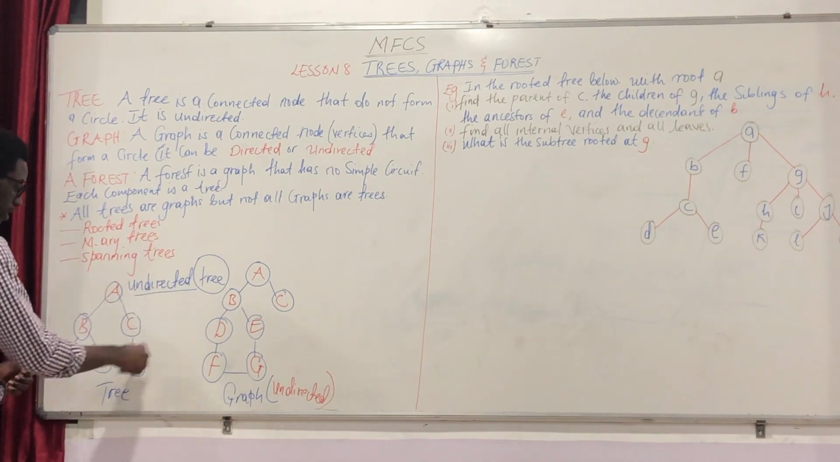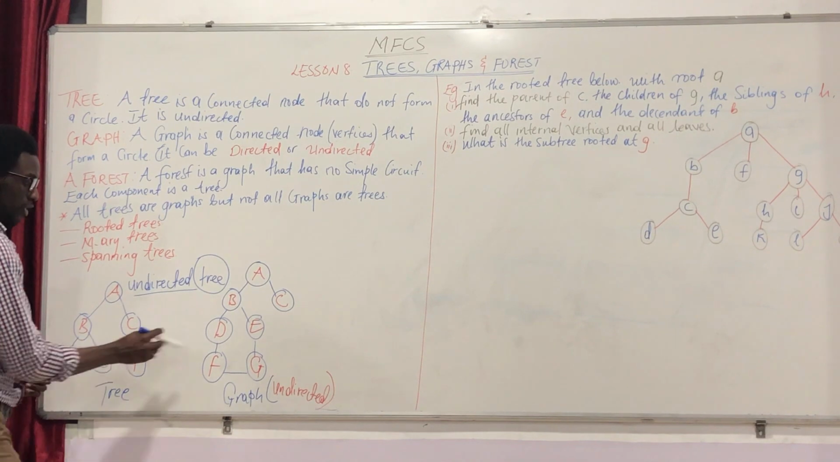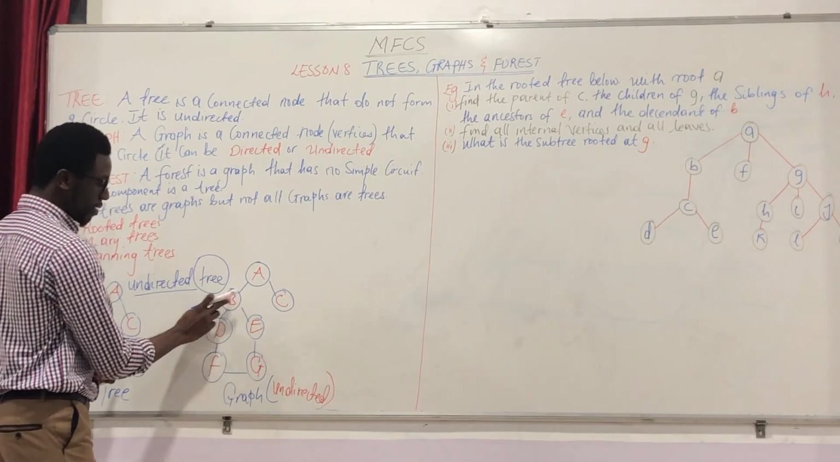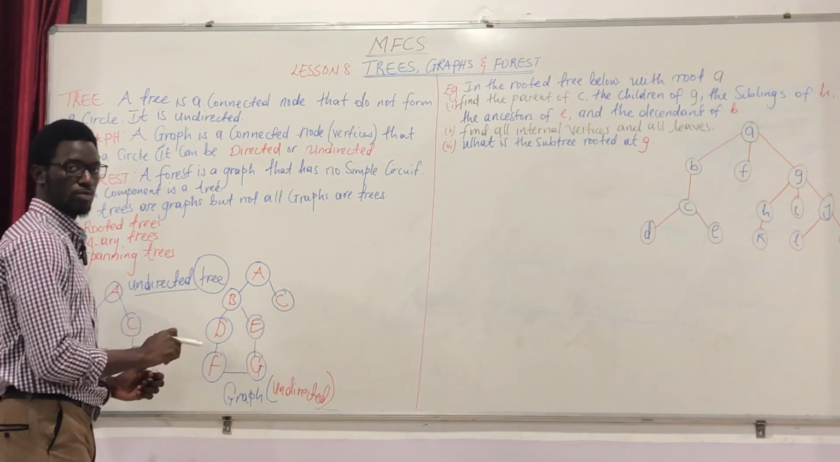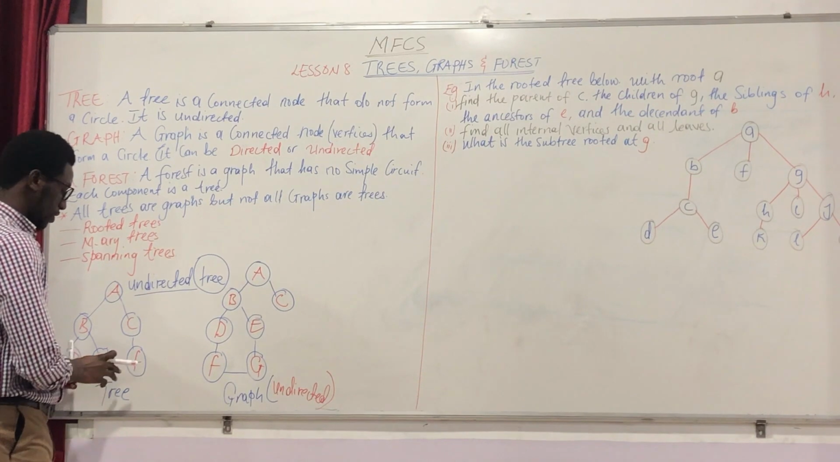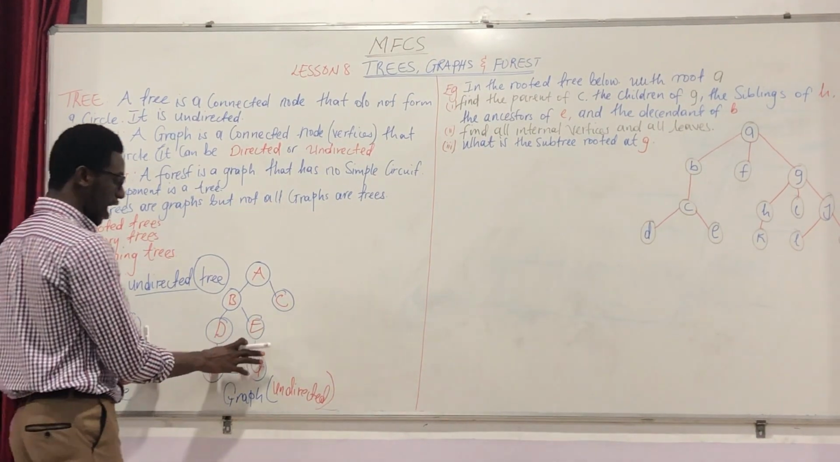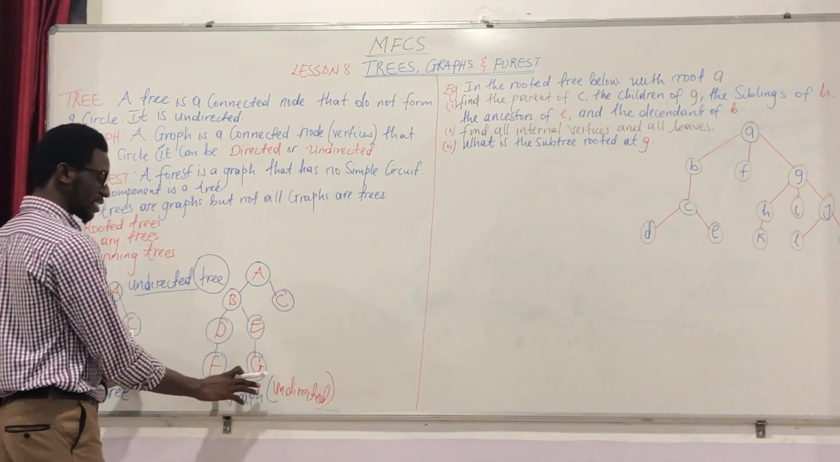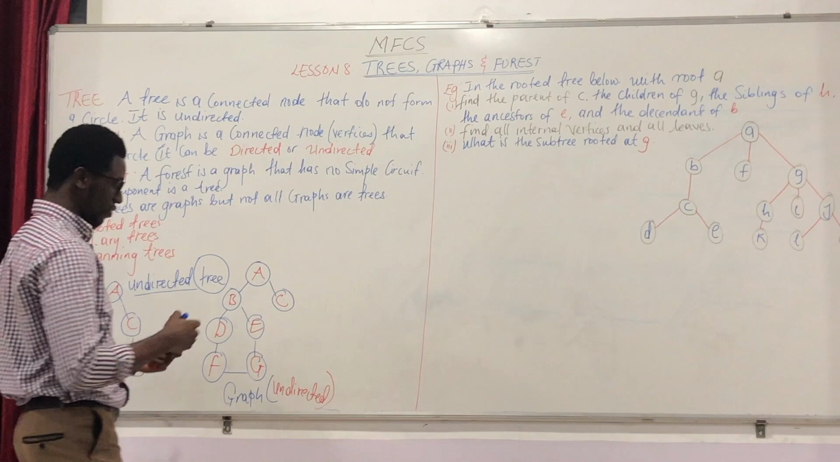Whereas for this one, again, it's undirected, but this one forms a loop. A, B, A, D, E, F, G is a closed loop. So that's the difference between a graph and a tree. For a tree, no circuit or loop is formed, whereas a graph can be either directed or undirected. So this one is undirected. Let's see the one for directed.